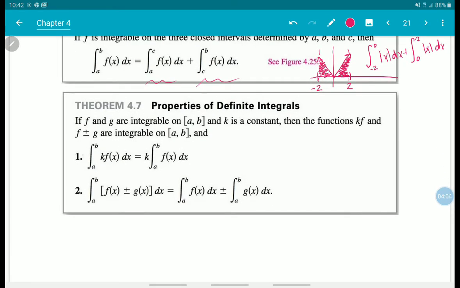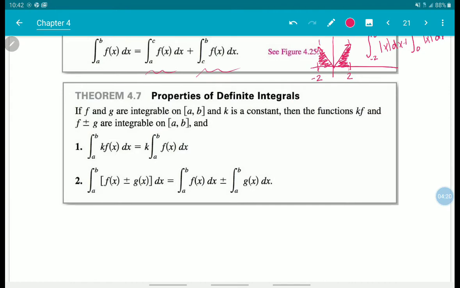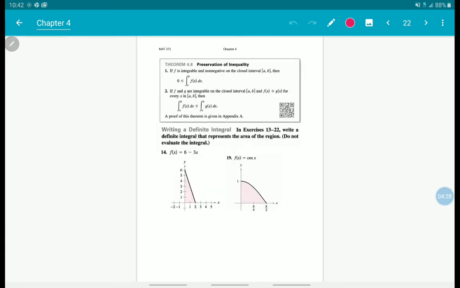Theorem 4.7 are things that we actually saw a couple of sections ago. This just says we could pull that constant out and then integrate. And then this says we can split the definite integral up and integrate each of those pieces separately. So just same properties we saw before. The only difference now is that we have these limits of integration on that.